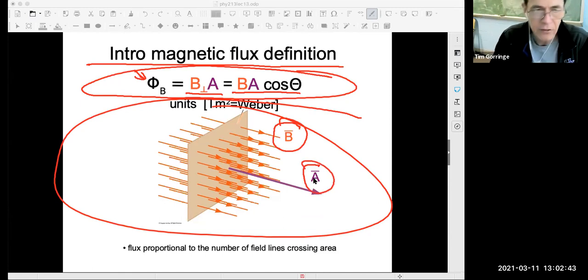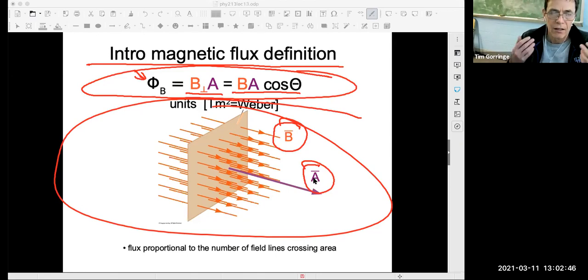And again, if you want to think more qualitatively about magnetic flux, the flux through a surface is in proportion to the number of magnetic field lines that cut through the surface. So if you have a lot of field lines passing through a surface, then that's a large magnetic flux. If you have a small number of field lines through a surface, then that's a small magnetic flux.